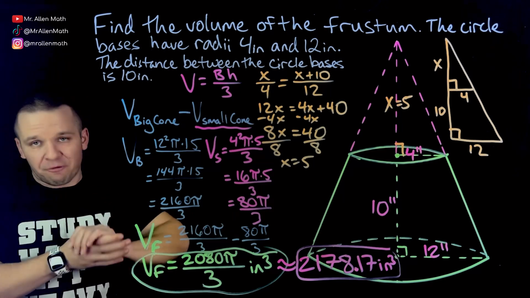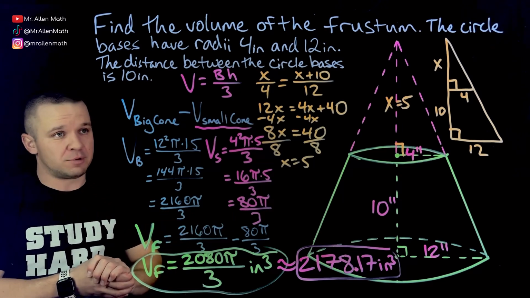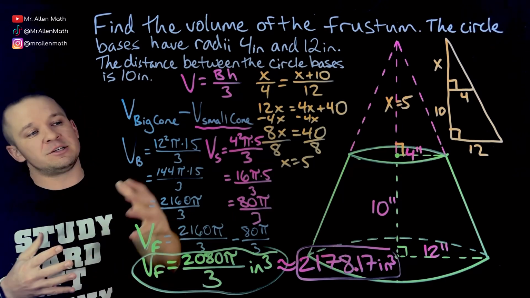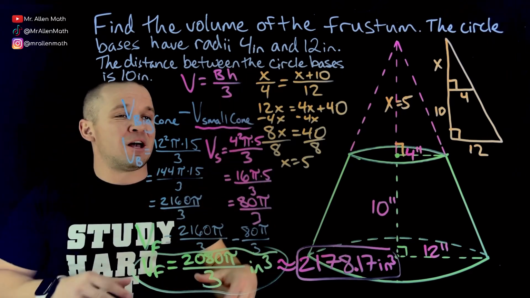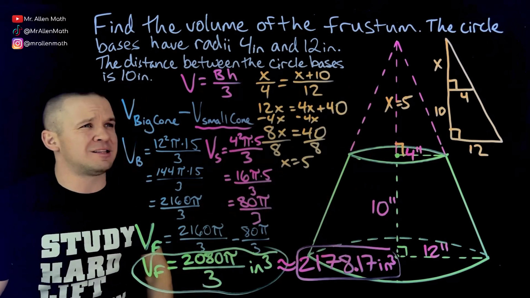So there you go, guys. A frustum. You might be like, what the frustum, bro? This is crazy. It's a crazy little shape. It takes a lot of work. You get to find the volume of two cones. Even popped in some similarity on this bad boy. That was dope.